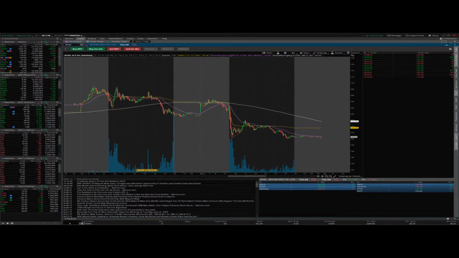Today we're going to talk about one of my absolute favorite opportunities that the stock market offers us on a near daily basis. This is how to trade an oversold stock for a reversal.